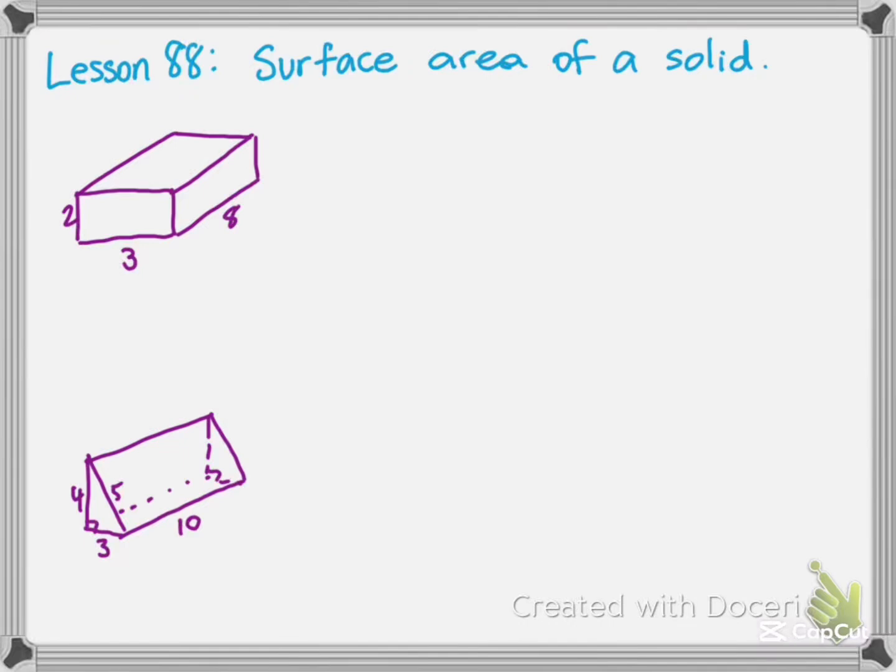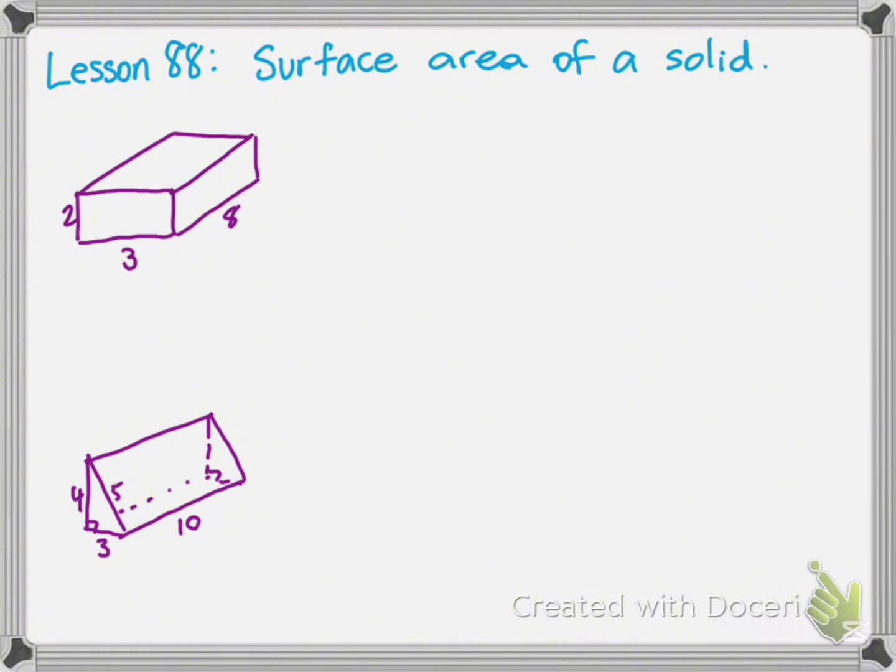Lesson 88, surface area of a solid. A solid is a three-dimensional figure that is formed by polygons. And in this case, in this first page, we have two prisms. The prisms have two bases that are parallel, and then the lateral faces are all rectangles.